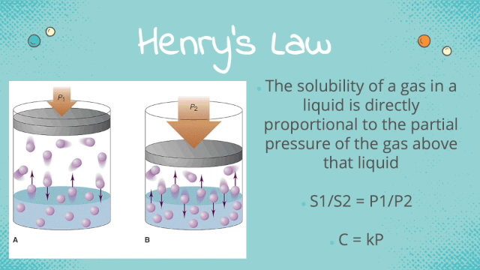Thus, it can be drawn that the initial solubility over the final solubility is equal to the initial pressure over the final pressure. The law is also represented by the equation C equals kP. C is the concentration of a dissolved gas, or also the solubility. k represents the Henry's law constant, which can vary from substance to substance, and P represents the partial pressure of the gas. Henry's law can be applied in different forms according to the conditions.